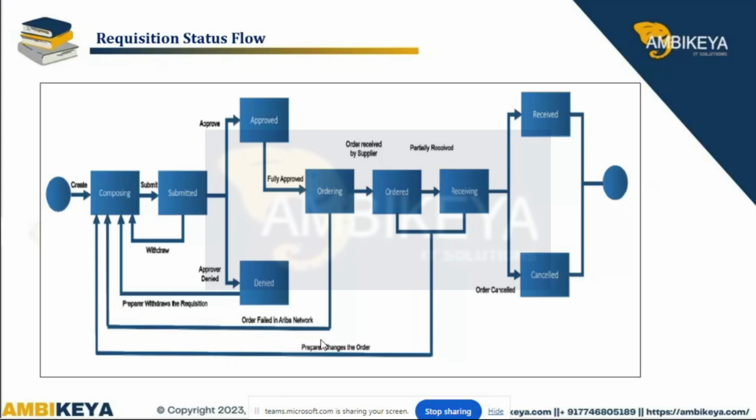Once it is submitted, it will be under approval, right? It might have triggered several approval nodes. So it will be under the approval of the first approver, and pending for the remaining, next approvers. In such a case, the requester or the preparer can still withdraw the purchase requisition. Once he withdraws it, it will come back to the composing status. And once all the approvers have approved, the status will change from submitted to approved.